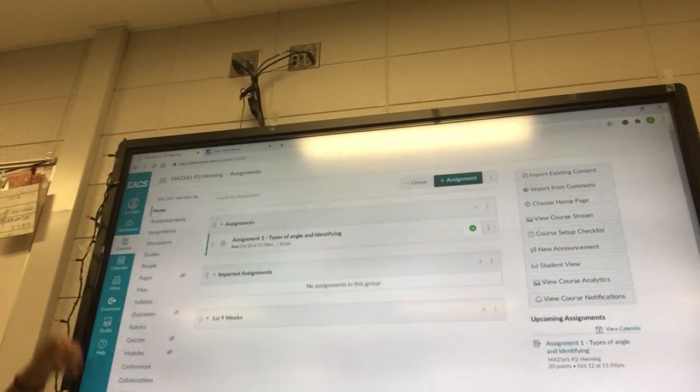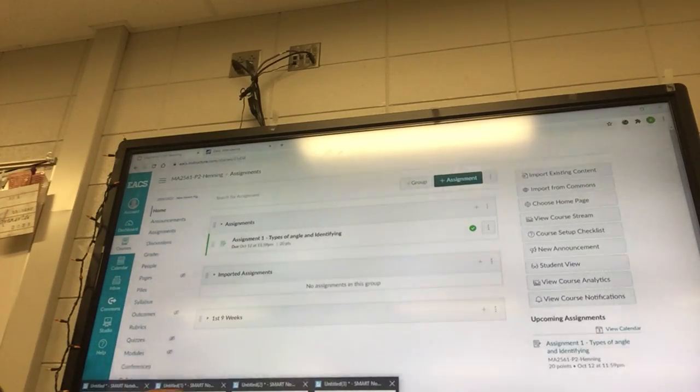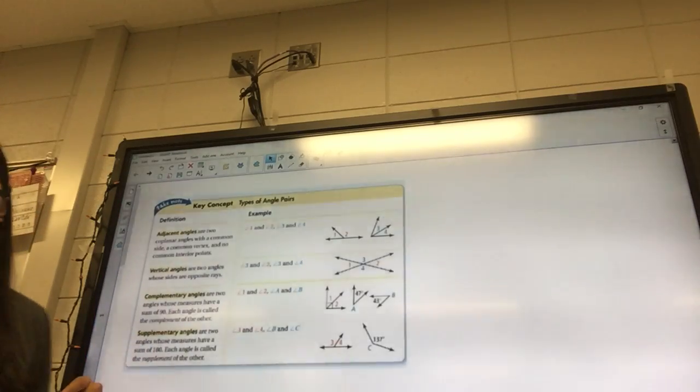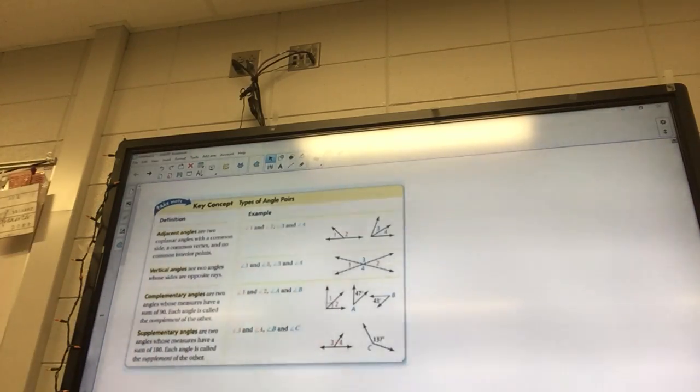But you're going to go to Assignment 1, types of angles. Okay, we're starting the second nine weeks. This is the very first page on your sheet. And as always, Gerard, put it up. Mario, put it up. Mariano.